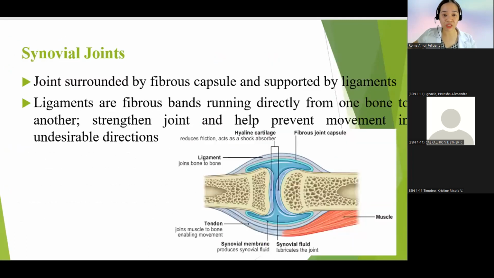The synovial joints, these are joints surrounded by a fibrous capsule and supported by ligaments. The ligaments are fibrous bands running directly from one bone to another. They strengthen the joints and help prevent movement in undesirable directions. So what helps prevent movement in undesirable directions? These are the synovial joints.